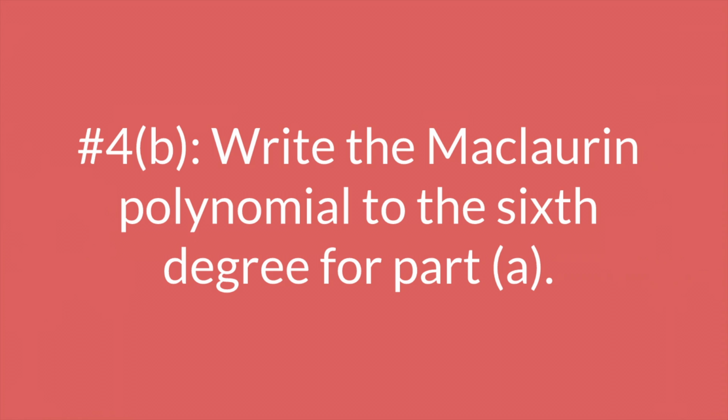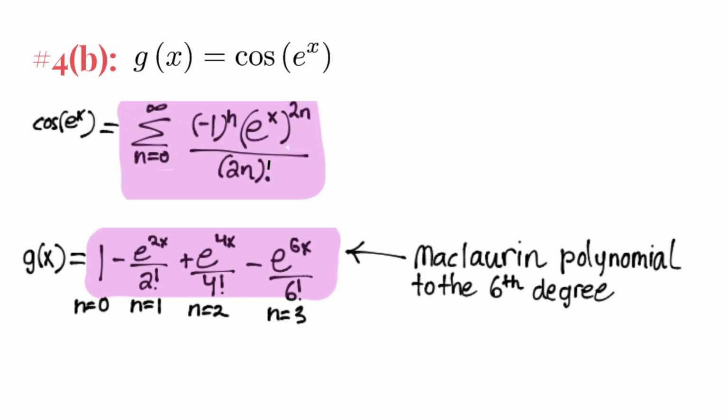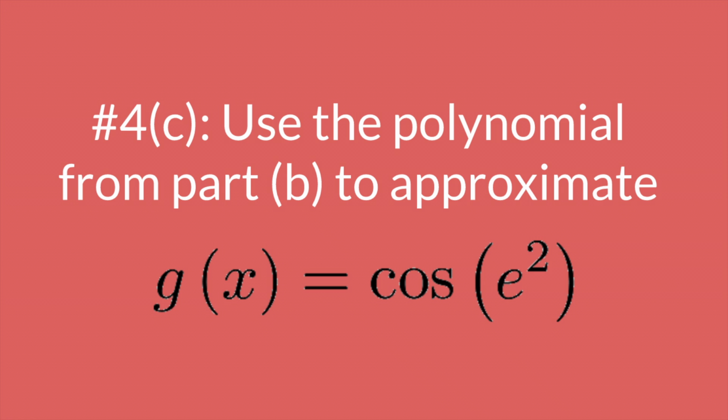For part B, they ask you to write the Maclaurin polynomial to the 6th degree, and you see that e to the x is raised to the 2n power, which means n equals 3 will get you to your 6th degree. So you plug in n equals 0 as your first term, and you get 1. N equals 1 will get -e to the 2x over 2 factorial. N equals 2 will get you e to the 4x over 4 factorial, and n equals 3 will get you -e to the 6x over 6 factorial.